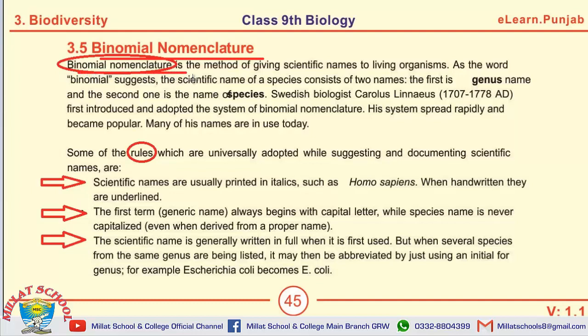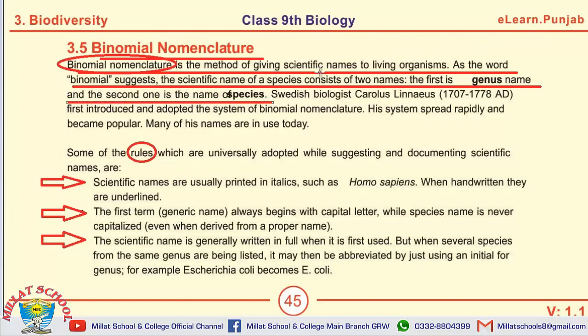So binomial nomenclature is the method of giving scientific names to living organisms. As the word binomial suggests, the scientific name of a species consists of two names. The first one is the genus name, and the second one is the name of the species. So these lines would be the answer to what is binomial nomenclature.